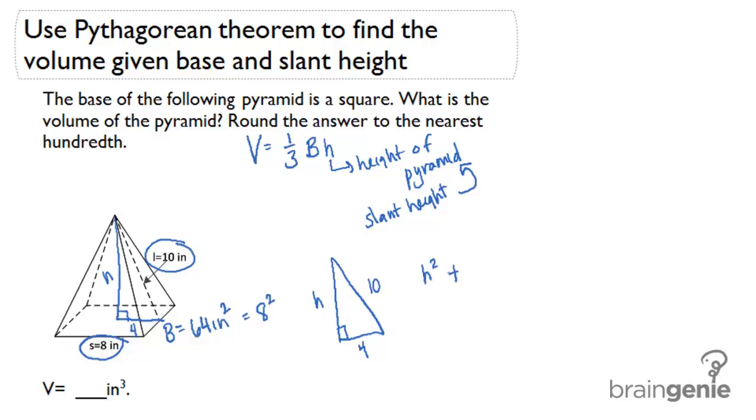Let's figure out the height of this pyramid. We could do this by doing h squared plus 4 squared equals 10 squared. We would get h squared plus 16 equals 100, and we would get h squared equals 84. Because 84 is not a perfect square, we would get h equals the square root of 84, which equals approximately 9.17. Remember, we're rounding to the nearest hundredth.